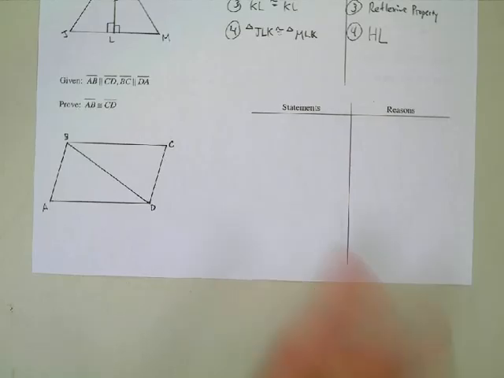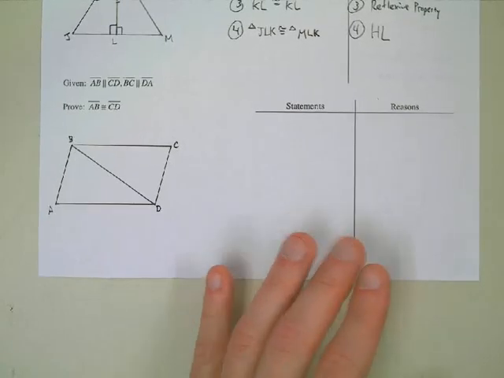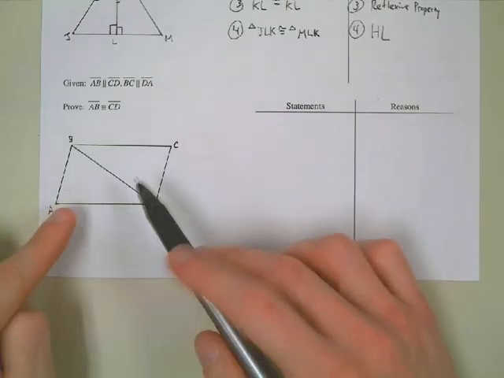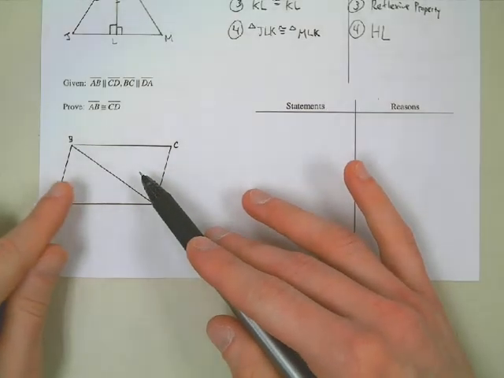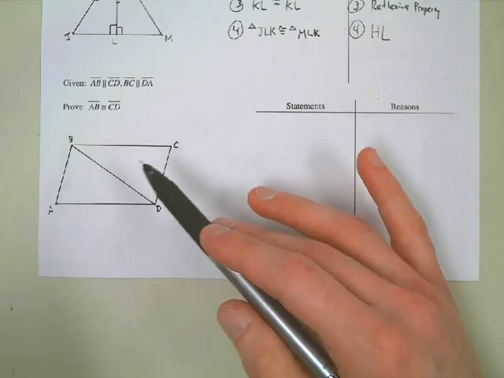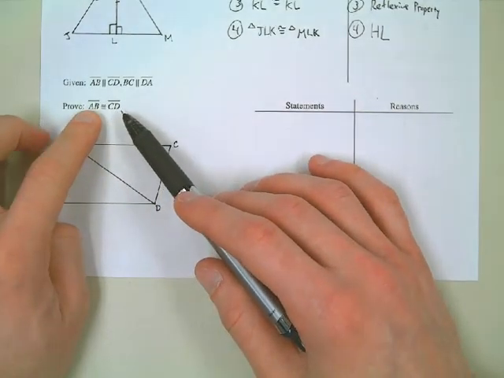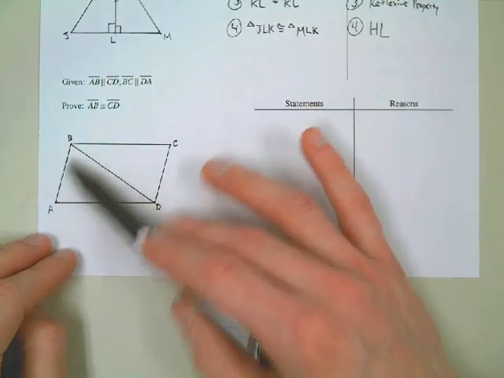Another reason why we know it's going to be CPCTC is because we're trying to prove a part, right? AB is a part of one of these triangles, and CD is a part of another. And in fact, it looks like AB and CD match, that they're corresponding.